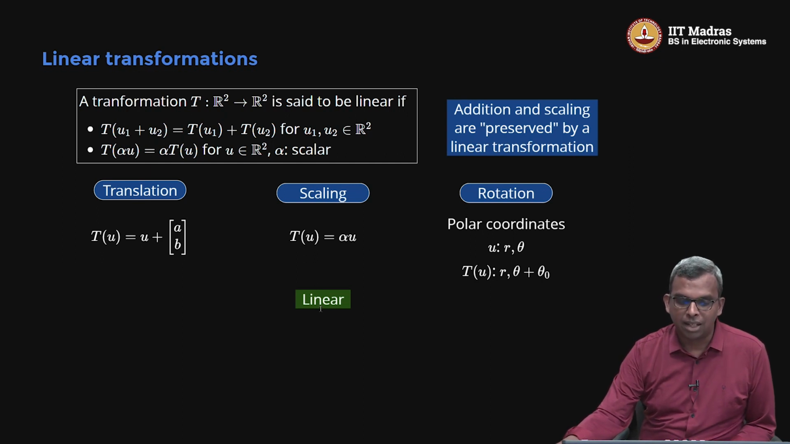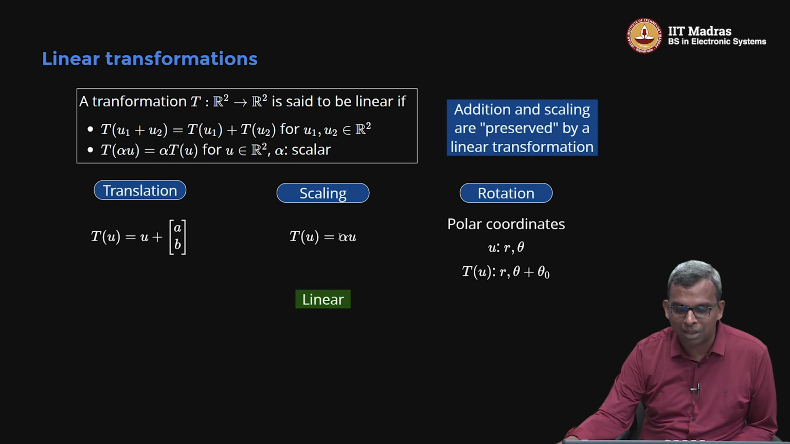So scaling is linear. How do you check whether a transformation is linear? You simply take the two conditions and apply them with arbitrary u1, u2 and arbitrary u and alpha. I put alpha here, but remember this alpha is different from the other alpha. You should use something else here.